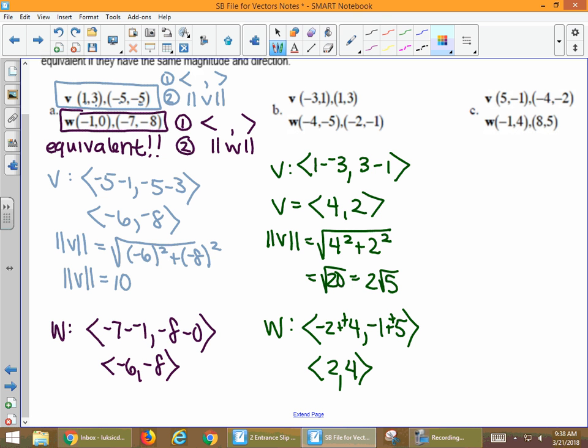For B, are V and W equivalent? They're going to have the same magnitude because you have the same numbers there, 2 and 4. But they don't have the same direction. You're not both going 4 right and 2 up. They're switched. All right, tell me what you think about C.